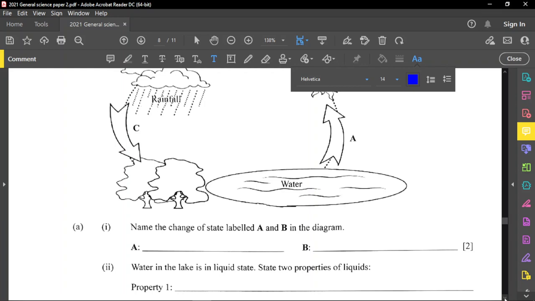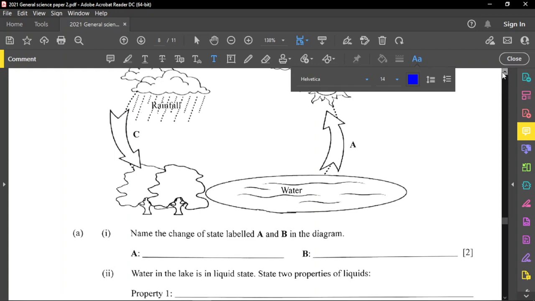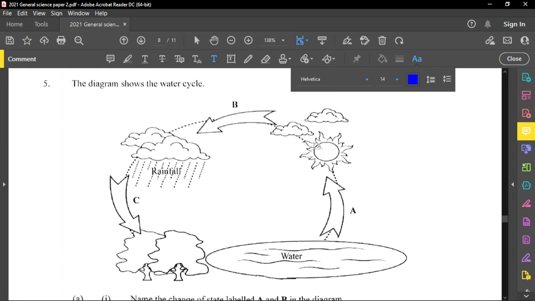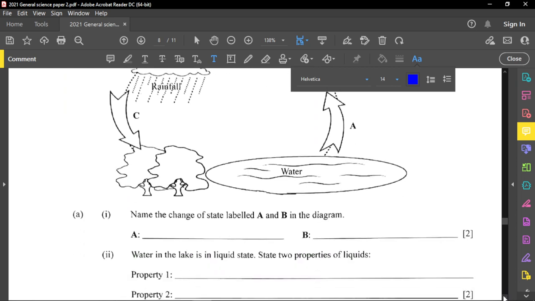It says name the change of state labelled A and B in the diagram. So A is where water is leaving from the earth up into the atmosphere. And it is caused by the sun, or the heat from the sun. And then when it reaches the atmosphere, at B, it turns into clouds or enters the cloud. And then C is coming back down. So let's talk about all of those. I could do it on the diagram, but let's just put it on the lines here.